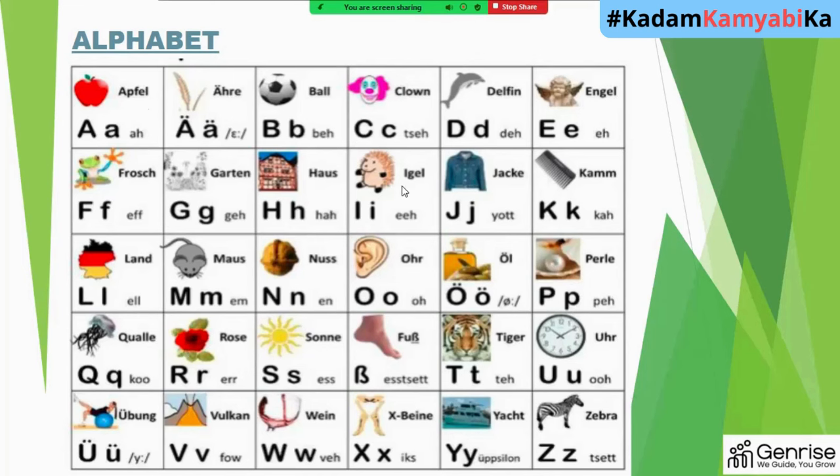House, eagle, yaker, thumb, lance, mouse, nuts, oar, owl, parla, koala, rosa, zona, puss, tiger, oar. Yubung, Fulkan, Vine, Ixbina, Yak, Sabra. I hope alphabets are clear to you.